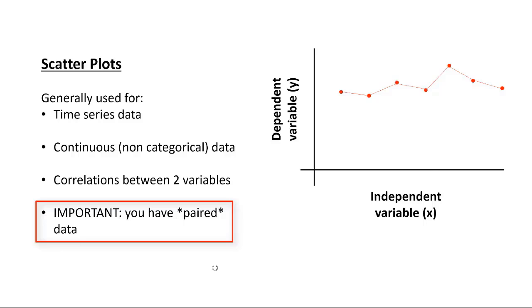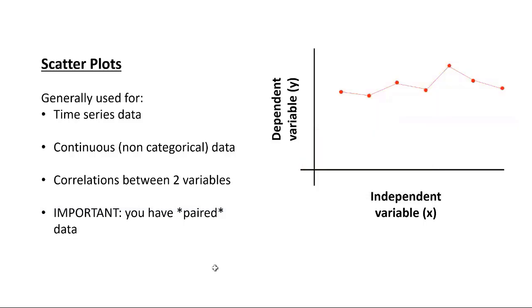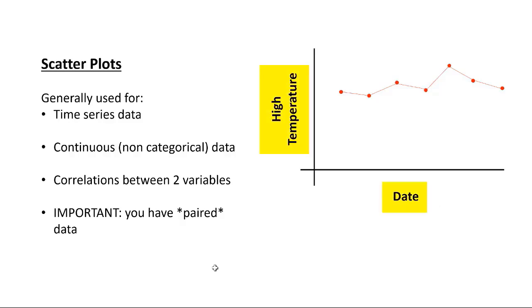So in this example up here, each one of these markers represents a pair of independent variable value and dependent variable value. So the data is paired. An example of this would be high temperature as a function of the date. Each of those dates has a high temperature, and so we have paired data.